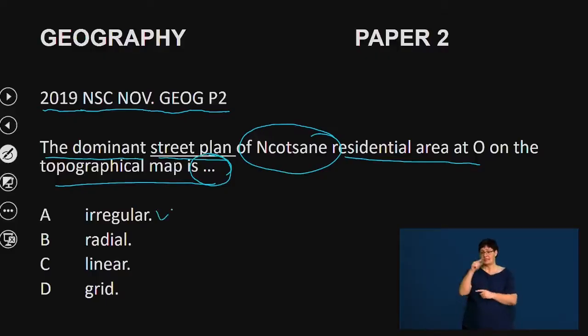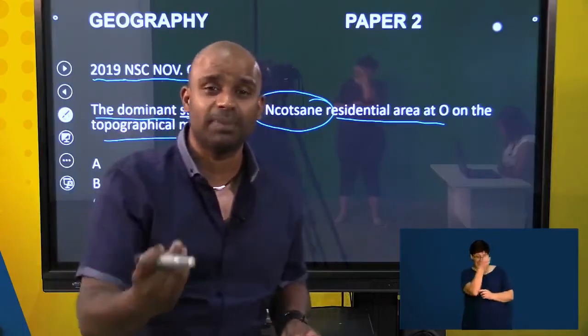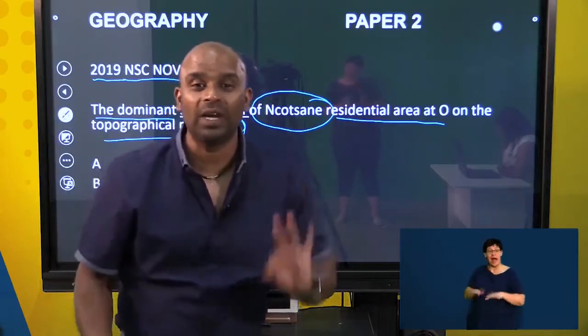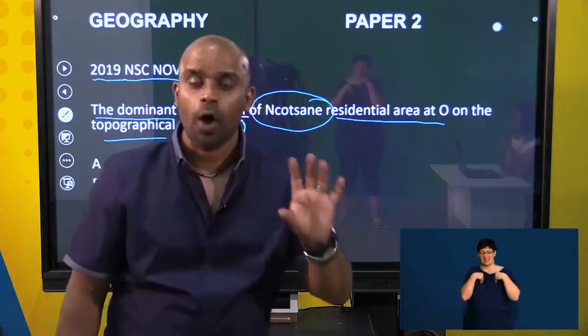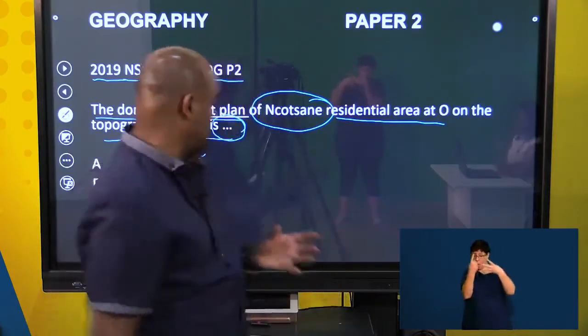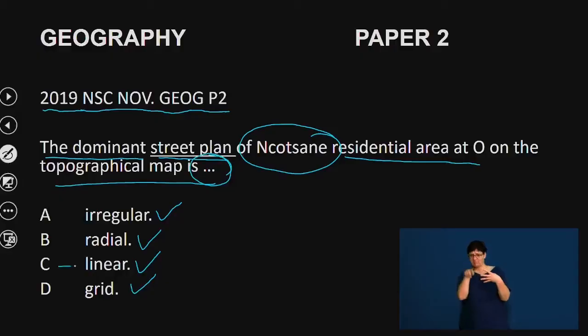Now, irregular, radial, linear, and grid. Your theoretical knowledge of geography is important. If you understand the concept of street plans, you will know that there's only 3 street plans that are acceptable. So that means that one of the answers should be out. And if I'm looking at it, I should immediately know that there is no such street plan referred to as linear. That means the only answer that is possible is one of either irregular, radial, or grid.